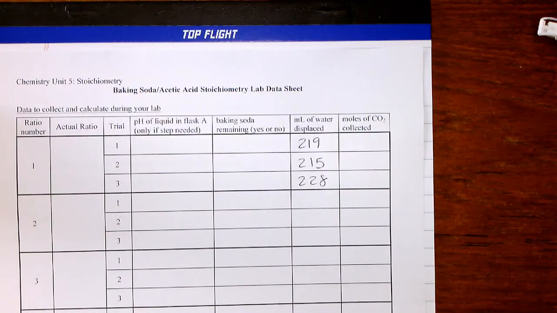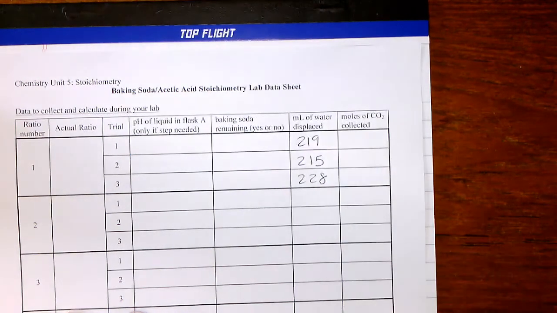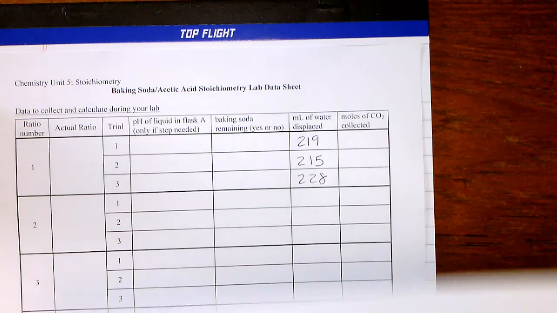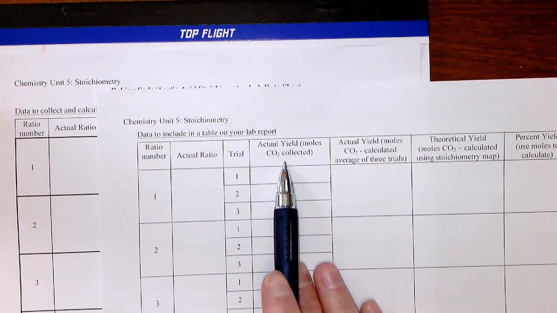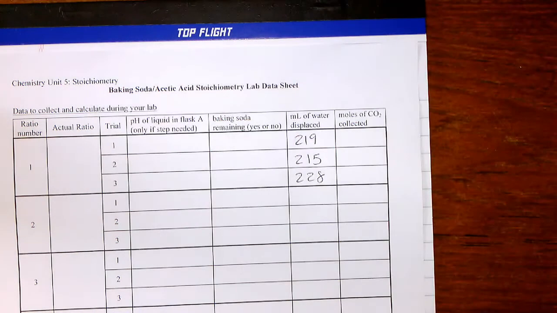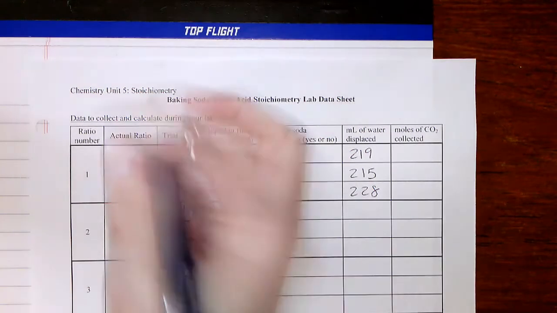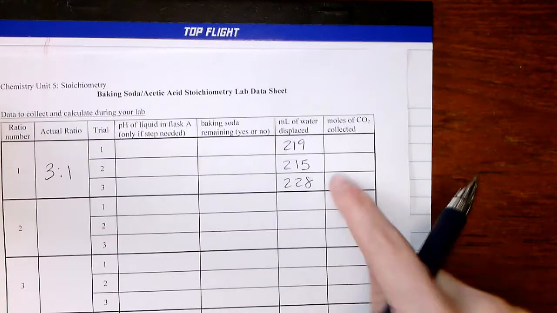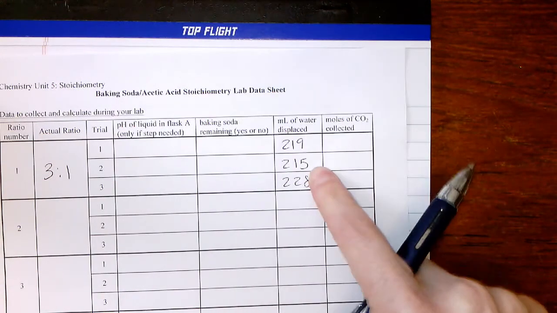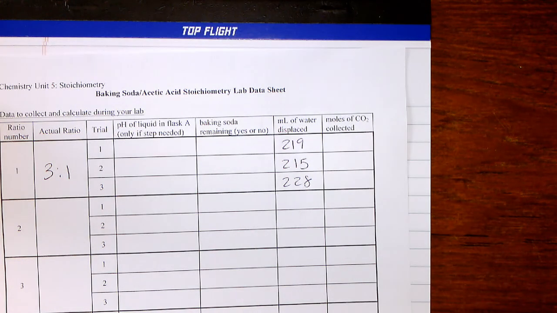This video is going to show us how to fill out this column here that is moles of CO2 collected. This column is also the same column that is here, actual yield, moles of CO2 collected. Okay, so here I have my data for my 3-to-1 ratio. And I've singled out these numbers because these numbers are all I really need to calculate my moles of CO2. So to do this, I want to look back at step 4 on page 1.